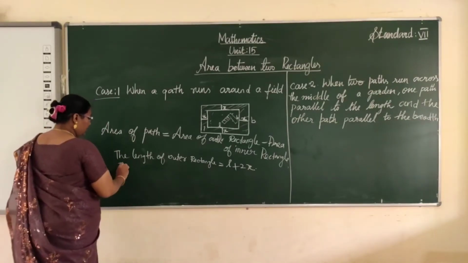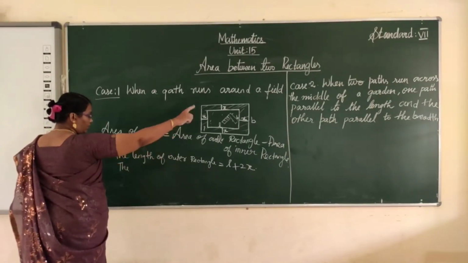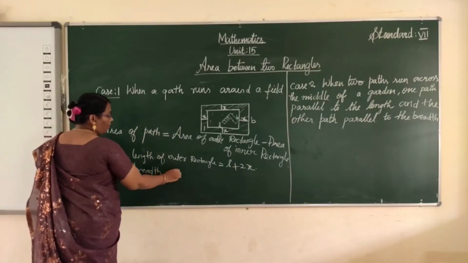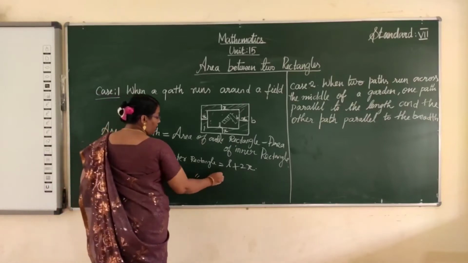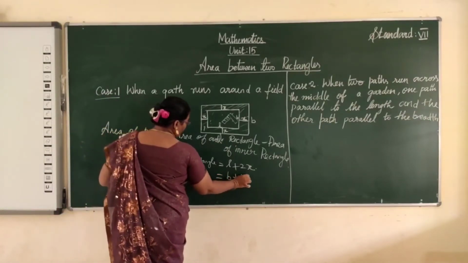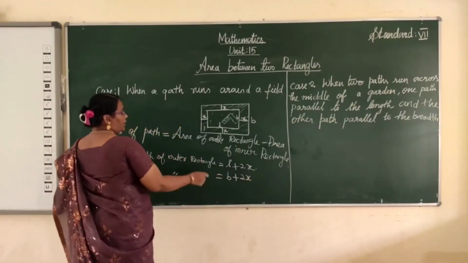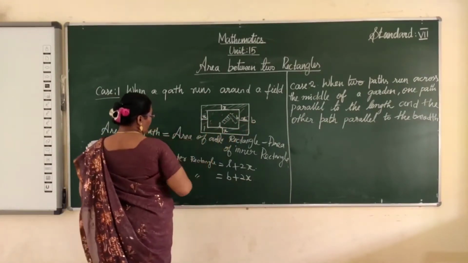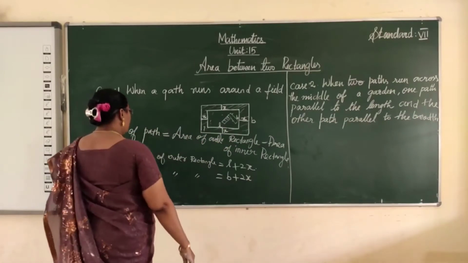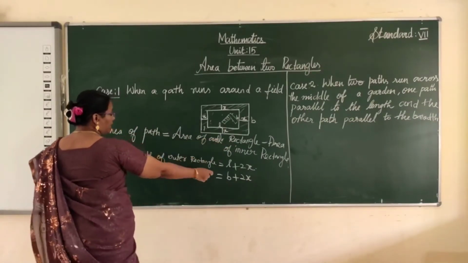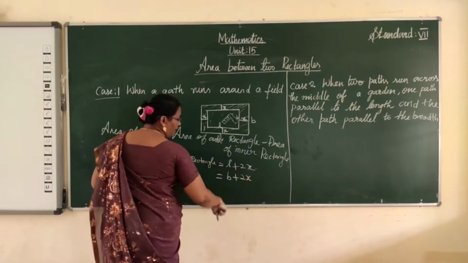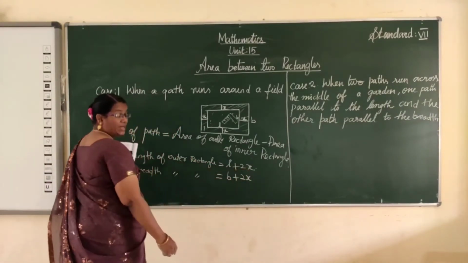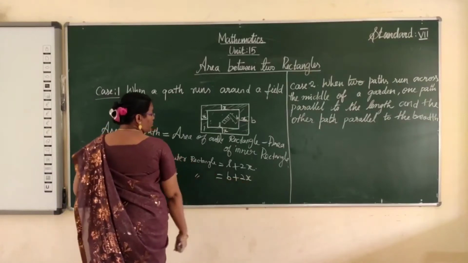The length, the breadth, next one. Okay, the breadth of outer rectangle is equal to b plus 2x. Here one of the x, here one of the x, so 2x, b plus 2x. So area of the outer rectangle is L into b. Here the length value is L plus 2x, breadth value is b plus 2x.